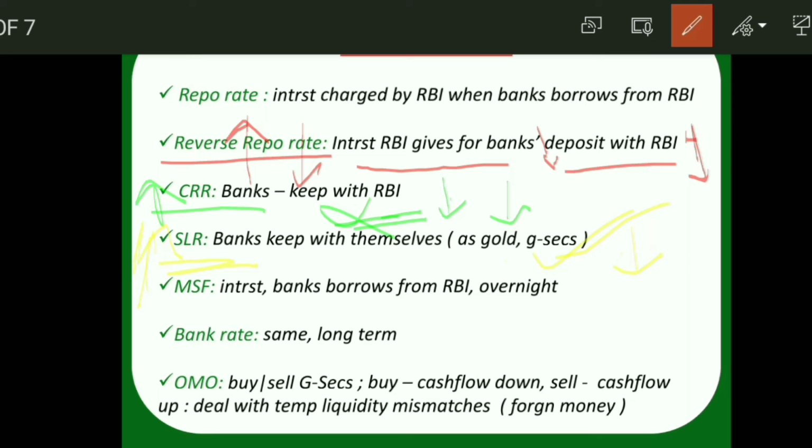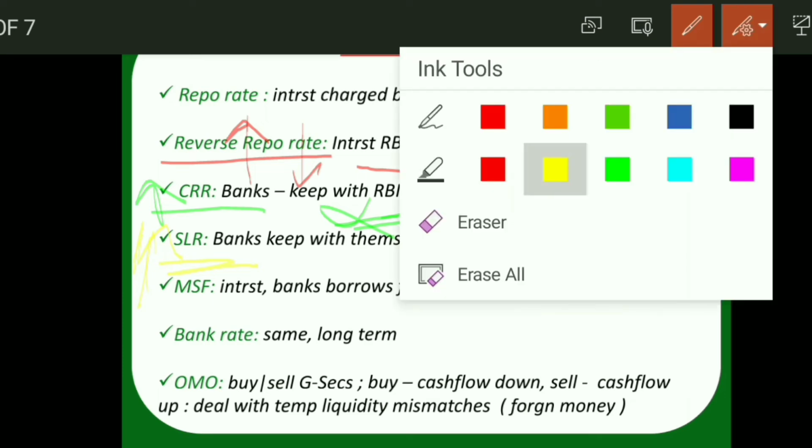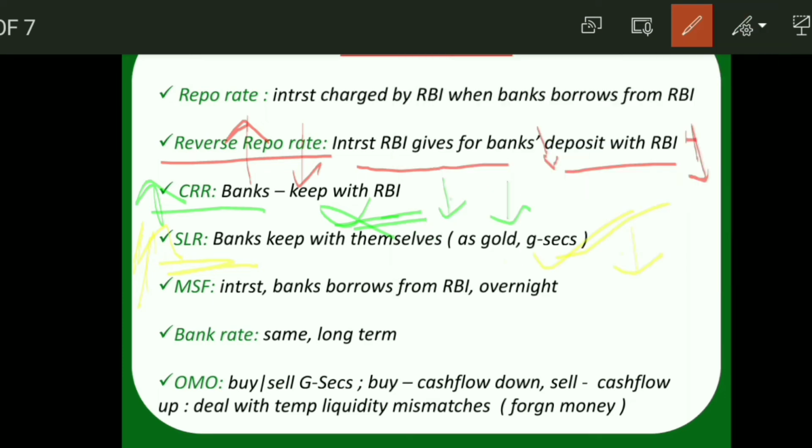The next one is MSF, which is marginal standing facility. It is the interest rate at which banks borrow, same as repo rate. The banks borrow from RBI and RBI charges the MSF rate. This is an urgent fund, an overnight fund. When banks need urgent money overnight, they can use this facility. So the MSF will always be greater than repo. So RBI earns more from this. RBI is not a profit-oriented organization, I'm just saying that.